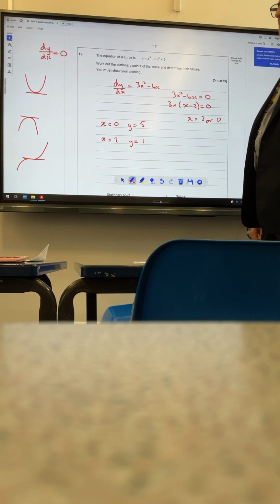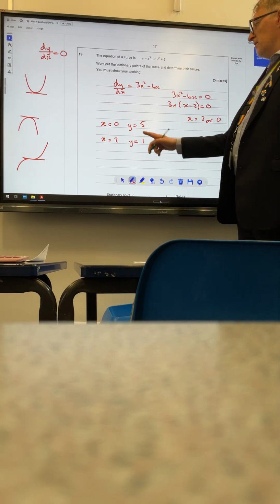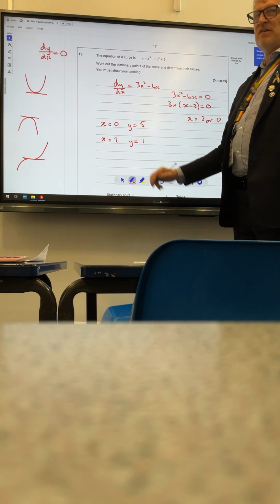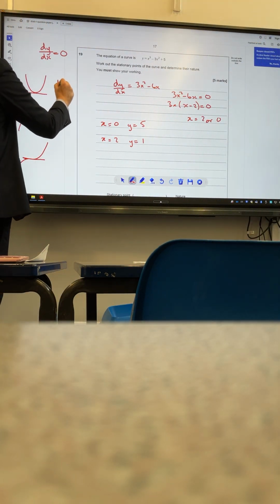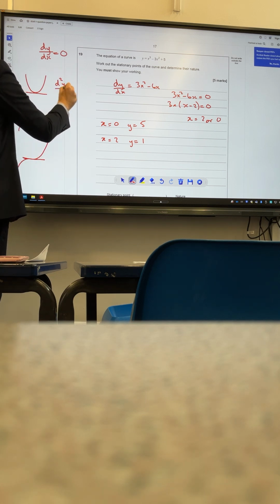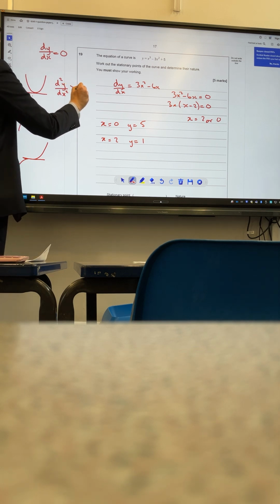Now then, we need to work out the nature of these. And this is where it becomes a little bit more tricky. So, this one's going to be the easy one, that's going to be the nasty one. There's a couple of ways in which you can do this. The first and nicest way is looking at what we call the second derivative, which is when we differentiate again. And for what's known as a minimum point, the second derivative will always be greater than 0.